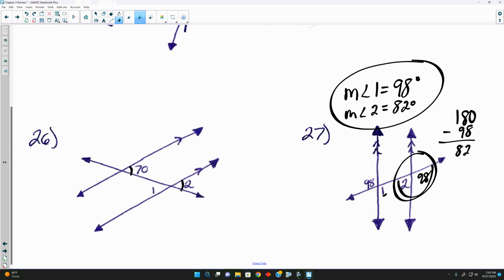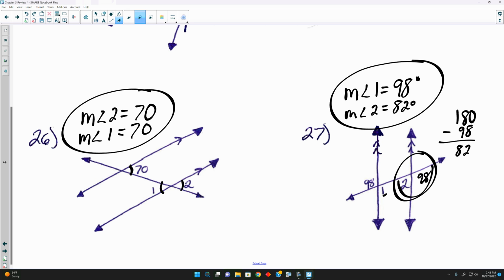It and angle 2 are corresponding angles, yes? If we have two parallel lines, the corresponding angles are congruent. So we can say that the measure of angle 2 is 70 degrees, yes? Well, this angle and angle 1 are alternate interior angles, yes? Alternate interior angles are congruent. So it's also 70 degrees. That's it.